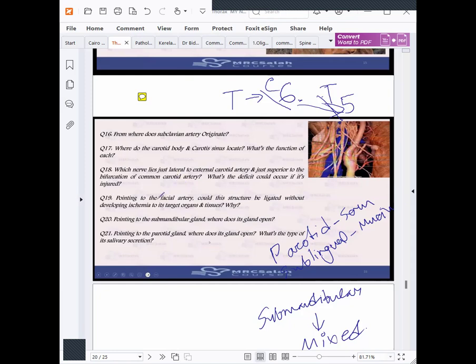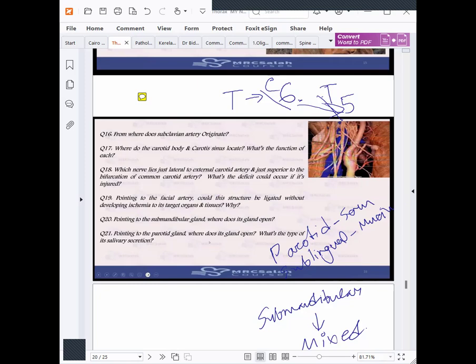Pointing to the facial artery, could this structure be ligated without developing ischemia to its target organ tissue? Yes, because of numerous anastomoses from the contralateral side. Okay. Pointing to the submandibular gland, where does it open? This gland opens in the floor of the mouth beside the frenulum.